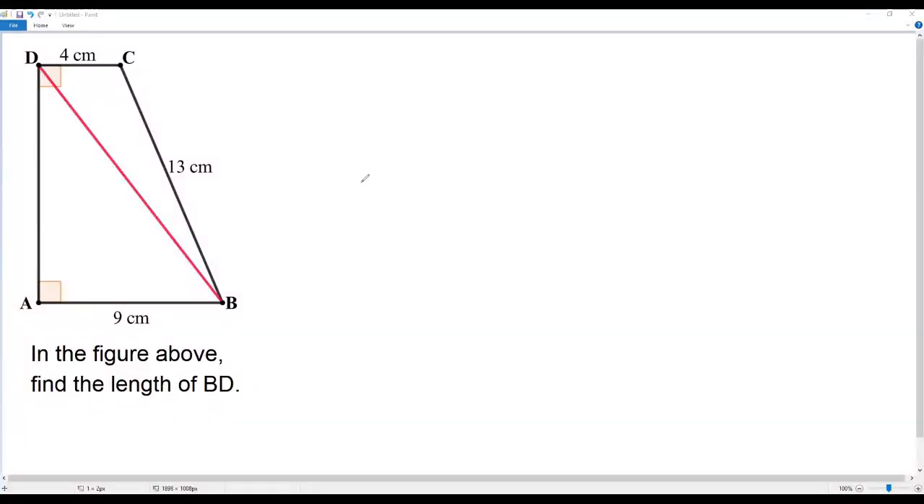Here we have a geometry problem. There is a figure given here. In the given figure, we have to find the length of this red color line segment, that is BD.